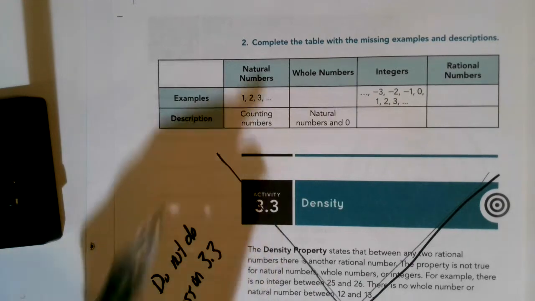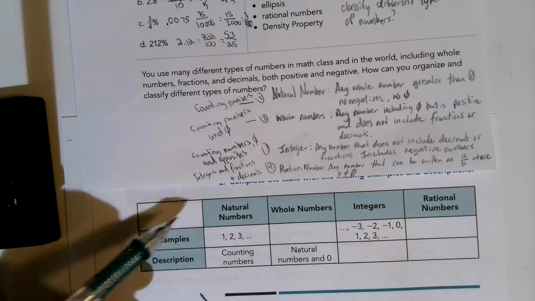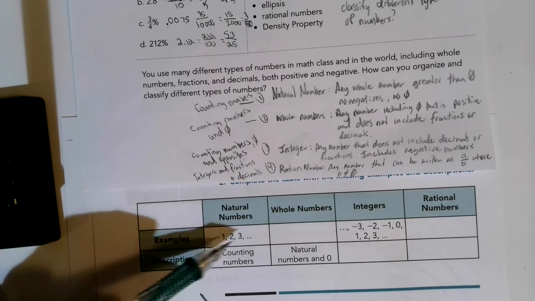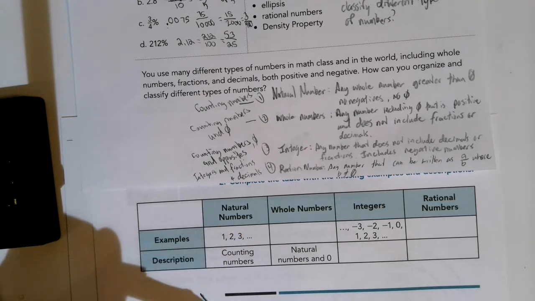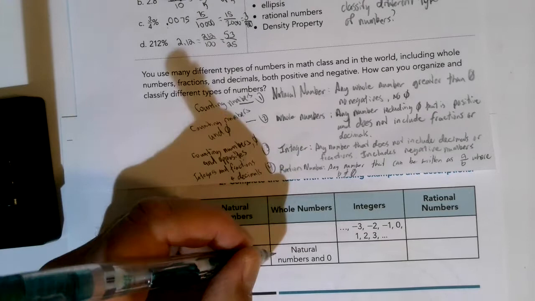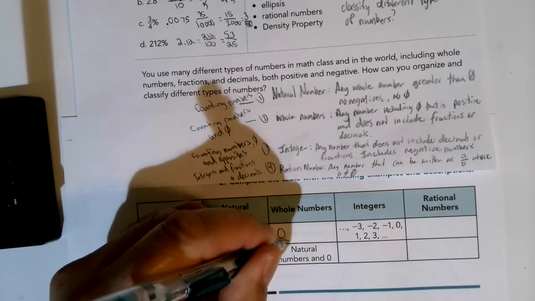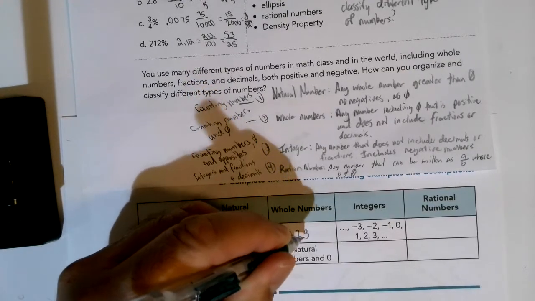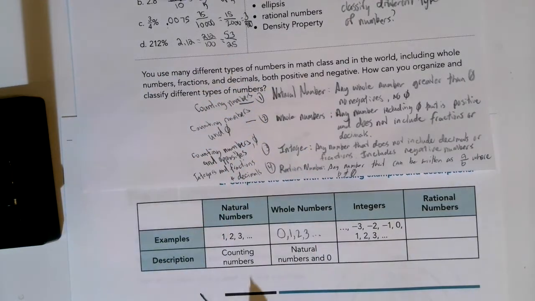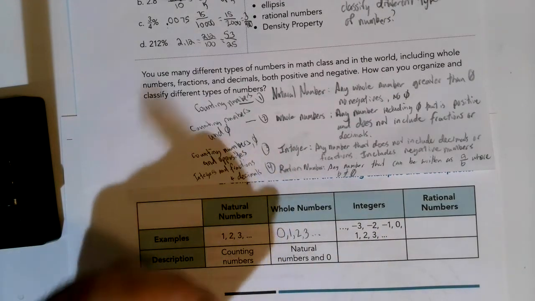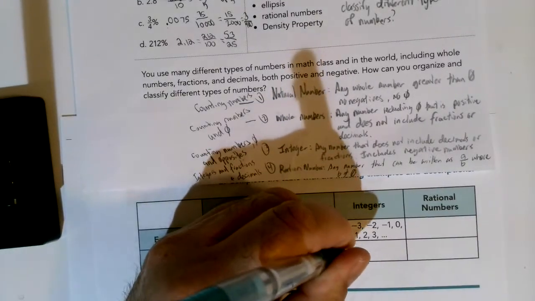So looking at our definitions, and filling out this chart. It says natural numbers are our counting numbers, right? 1, 2, 3, 4, 5, 6, and going on, those are counting numbers. Whole numbers are our natural numbers and 0. So I'm going to go ahead and write 0, 1, 2, 3, and so on. So we've got our natural numbers plus 0, okay? Integers, they've filled this in for us. -3, -2, -1, 0, 1, 2, 3.